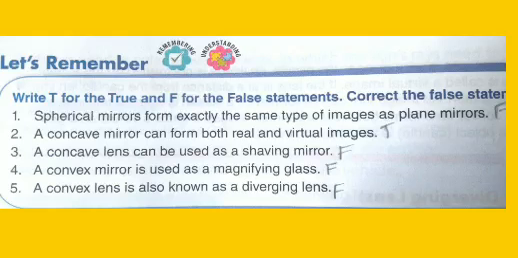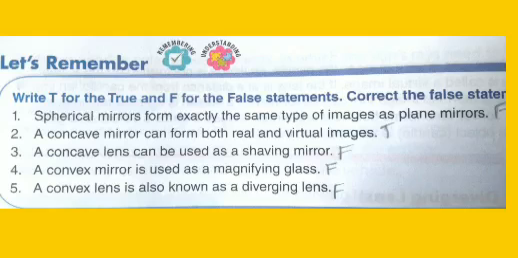Let's solve page 236. Let's remember part. Writing true or false. Number 1. Spherical mirrors form exactly the same type of images as plane mirrors. This is false. You have to write different types of images.